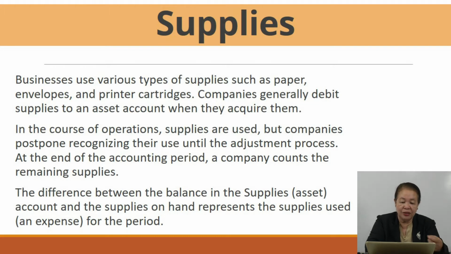Pero, during the operations, gagamitin mo na ngayon yung supplies, anong gagawin mo? I-expense mo na siya, no? That's why at the end of the accounting period, bibilangin mo yung mga natira na supplies para yung natira, ibalik mo siya doon sa asset. Yung nabawas, ilagay mo na siya doon sa expenses. Okay, so the difference between the balance sheet in the supplies account and the supplies on hand represent the supplies used or expense for the period. So, yung nagamit mo na, saan yan pupunta? Doon sa income statement mo as supplies expense. Yung hindi pa gamit, maiiwan siya doon sa balance sheet mo kasi asset mo pa siya.